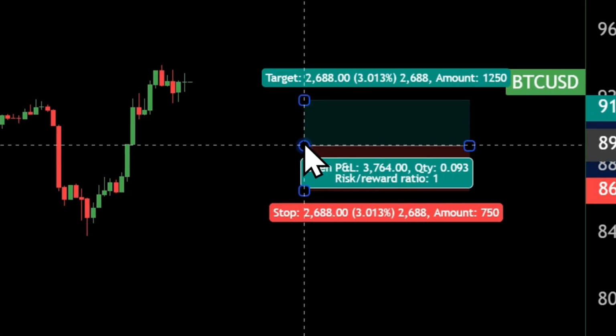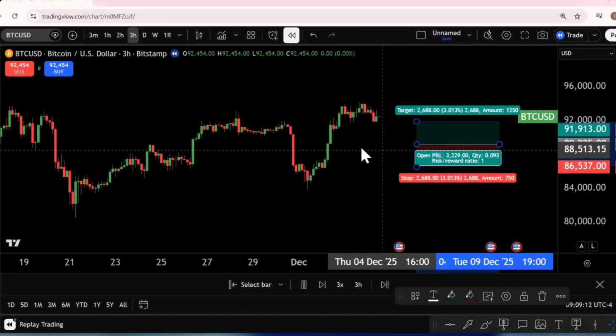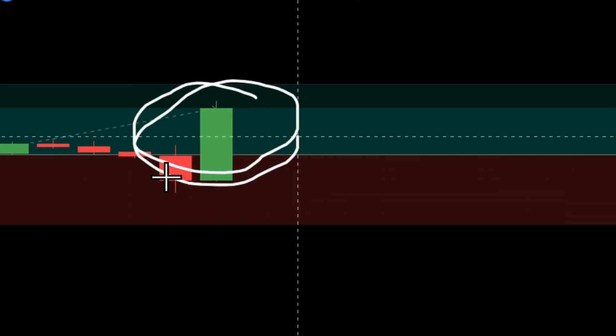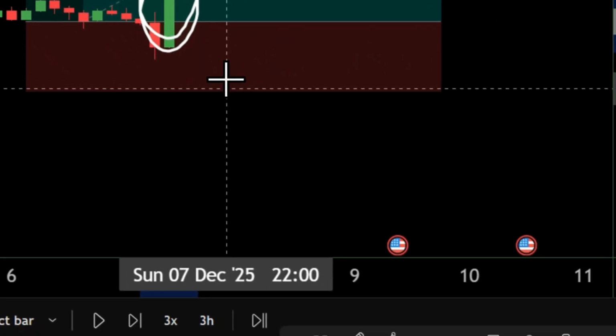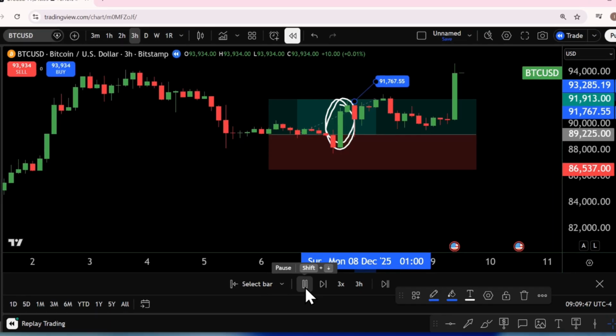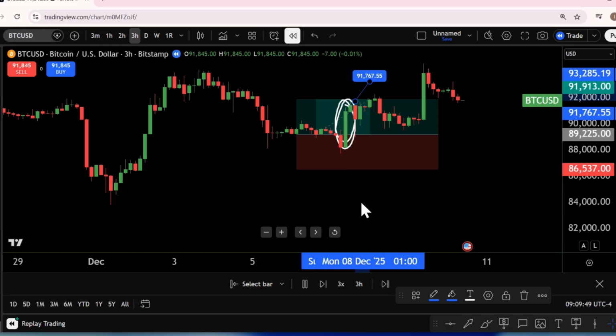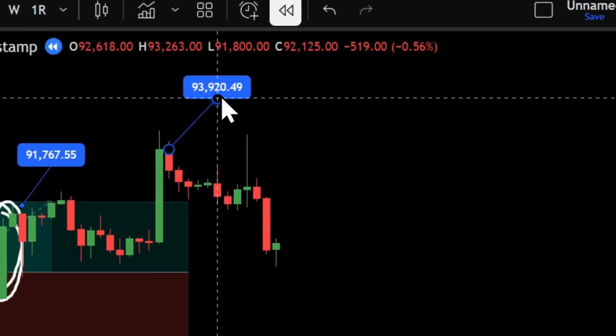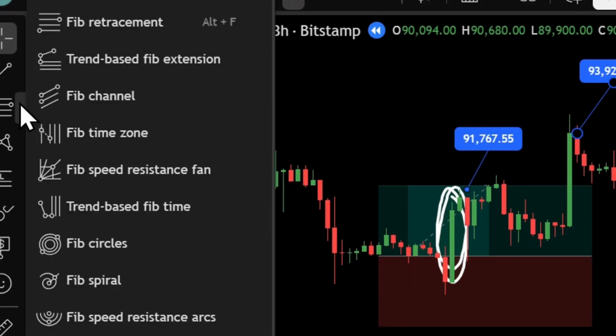At the same time, the market structure remains bullish. We can clearly see higher highs and higher lows forming across the chart. That tells us momentum is still favoring buyers. One of the biggest mistakes beginners make is trading against the dominant trend. Professional traders usually prefer aligning with market direction because probability improves when the momentum and structure support the setup.